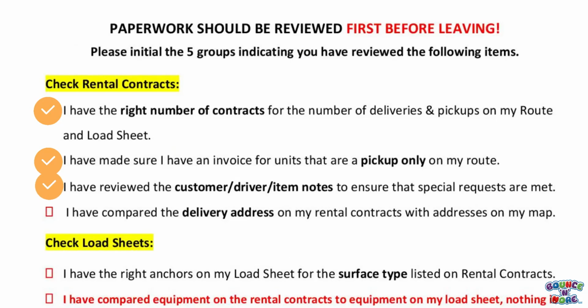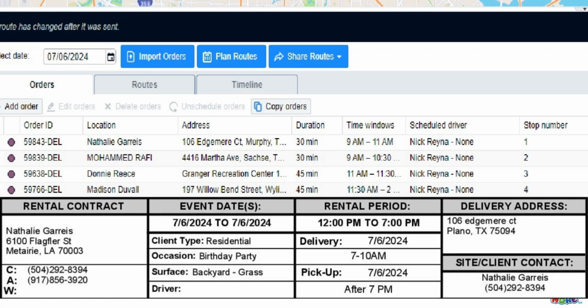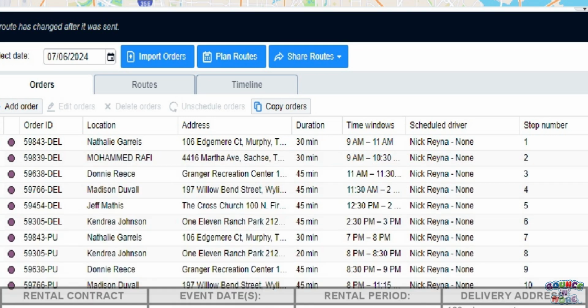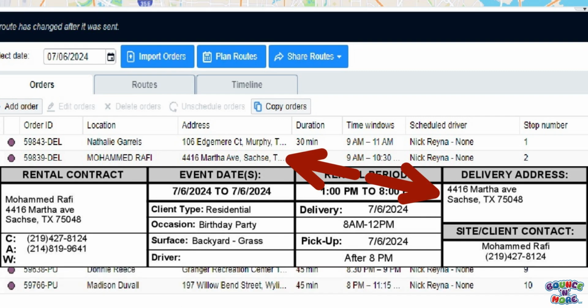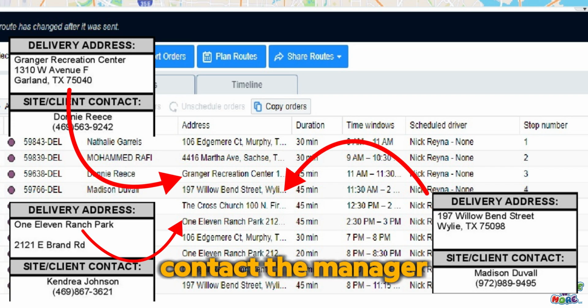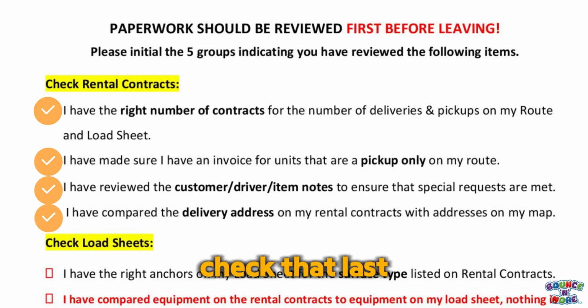Check. Now have I compared the delivery address on my rental contracts with addresses on my map? Delivery 1, good. Delivery 2, good. Delivery 4, good. 5, good. 6, good. If there is a discrepancy, contact the manager on duty so we can help you get it figured out. I'm good to check that last box and move on to the next section.